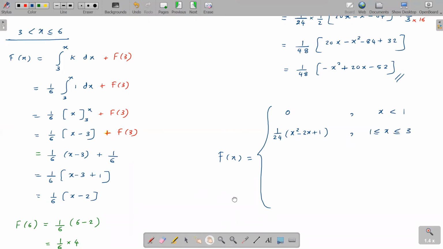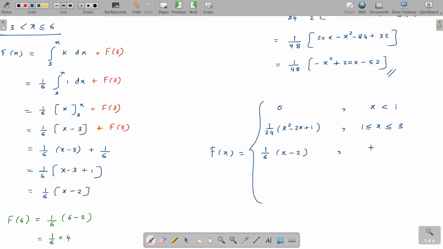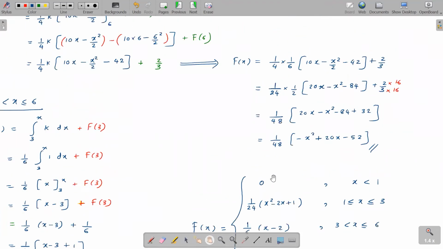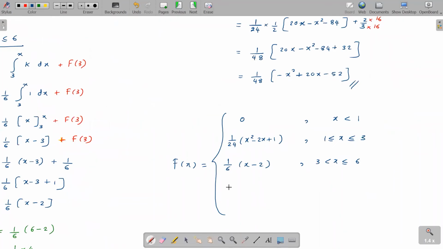Next part, from 3 to 6, I have got it over here, right? From 3 to 6, capital Fx is 1 over 6 times x minus 2. This is for x values between 3 to 6. And the next one, between 6 to 10. I have got the answer here, right? 1 over 48 times minus x square plus 20x minus 52. And this is for x values between 6 to 10.